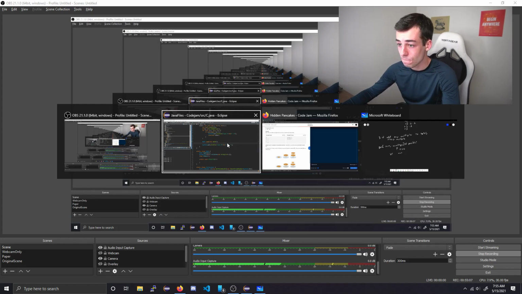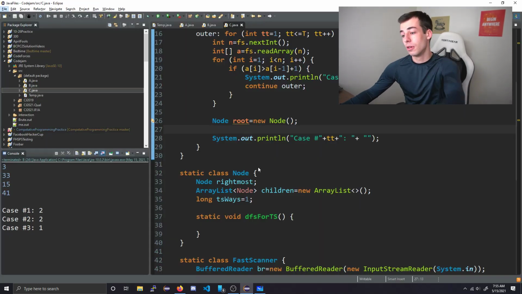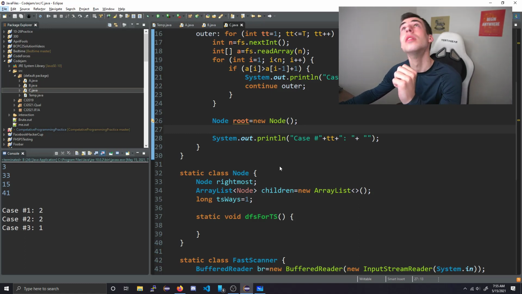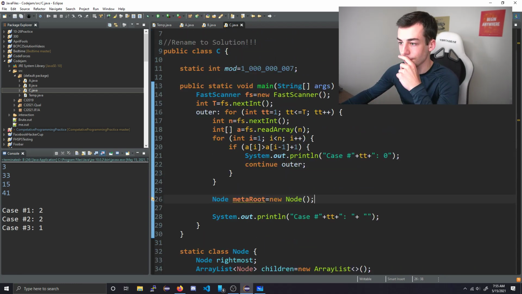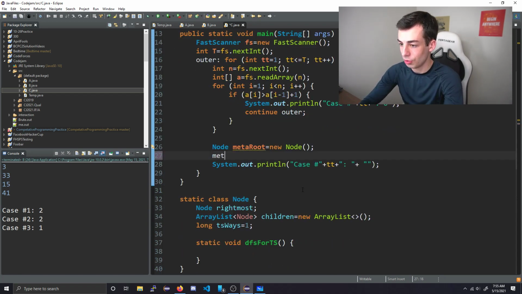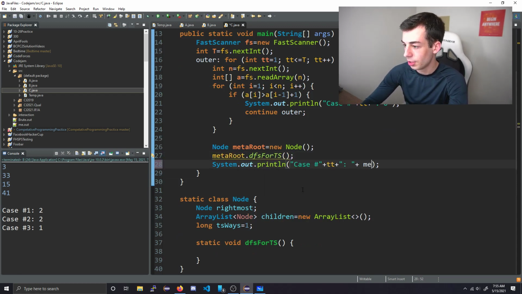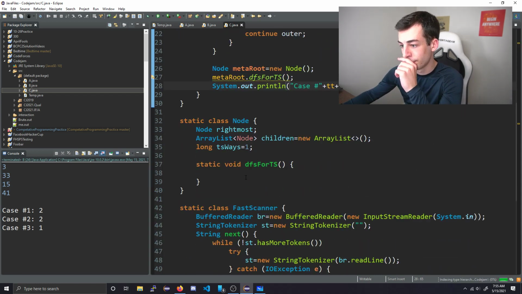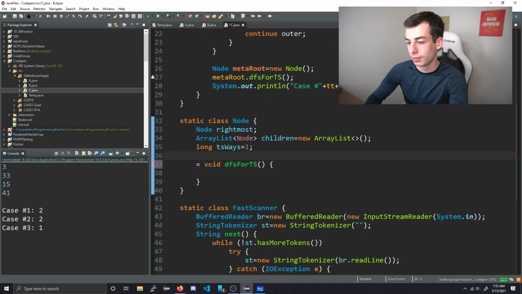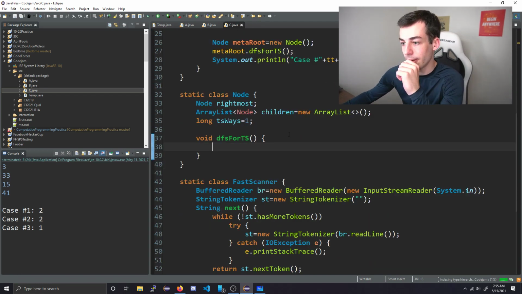All right. So we've got the root. Okay. So we know it's possible. We do root.dfs for the top sort. The answer will be root.topSortWays. Okay.